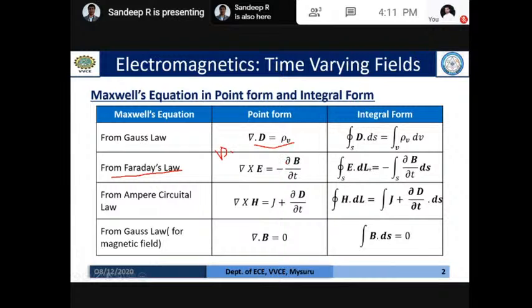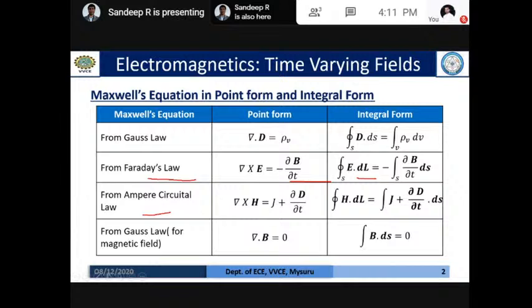Whereas for the static fields, del cross E is equal to 0 because there is no variation in magnetic flux density B. And similarly, closed integral of E dot dl results in 0. That is for the static fields. Whereas when we talk about the time varying fields, from Faraday's law, we can write del cross E is equal to minus dou B by dou T, and integral E dot dl is equal to minus integral dou B by dou T ds. So this is Faraday's law.